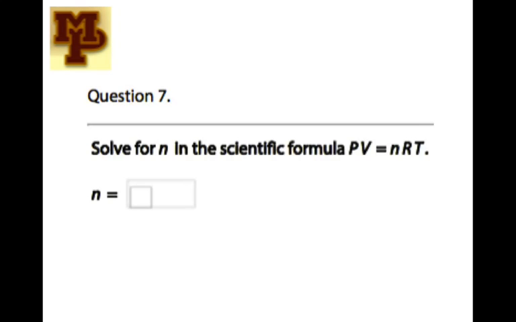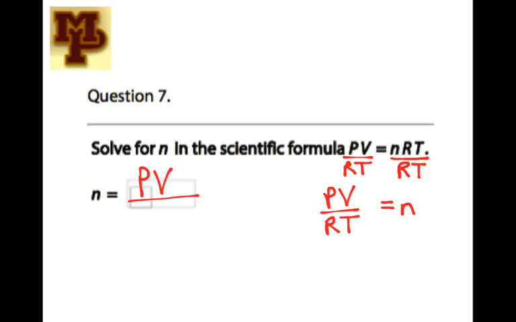Okay, number 7, we want to solve for n. All this means when you solve for a variable is just, get it by itself, and you can see the n right there is being multiplied by the RT, so just divide by that. If something's being multiplied, you just divide by it to get rid of it. So that would be it. N is all by itself, and it's just PV divided by RT. So that's what we would plug in to the spot there. PV divided by RT.